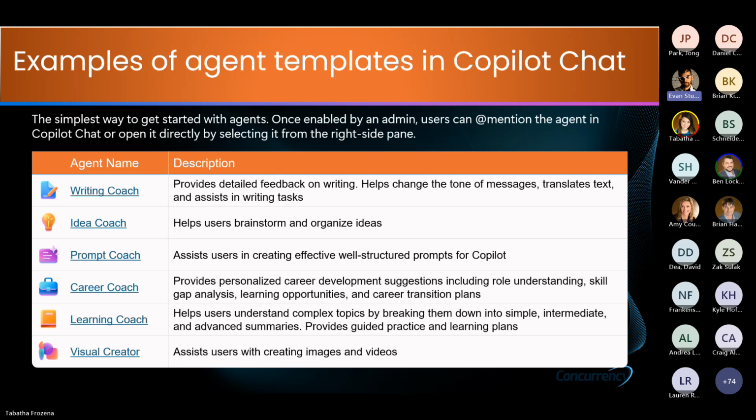So writing coach gives feedback on writing, helps adjust the tone, and can translate or assist with writing tasks. Idea coach helps users brainstorm and organize thoughts. Prompt coach guides users in creating better prompts for Copilot. That one, actually, let me highlight that one. That is my favorite template agent for Copilot.